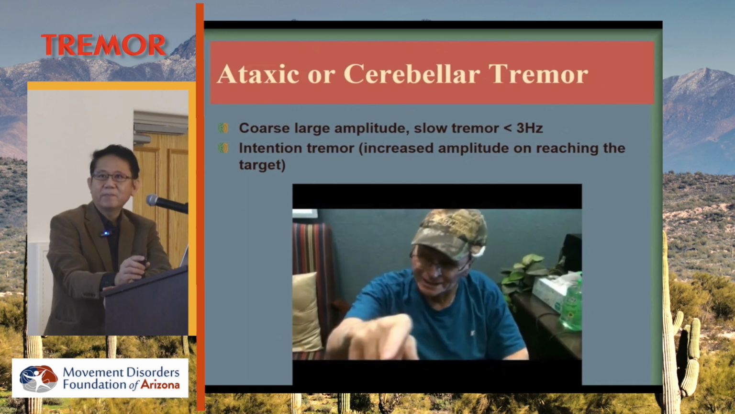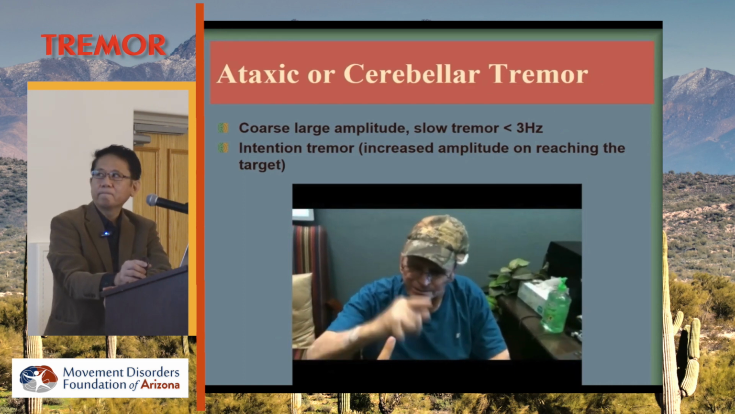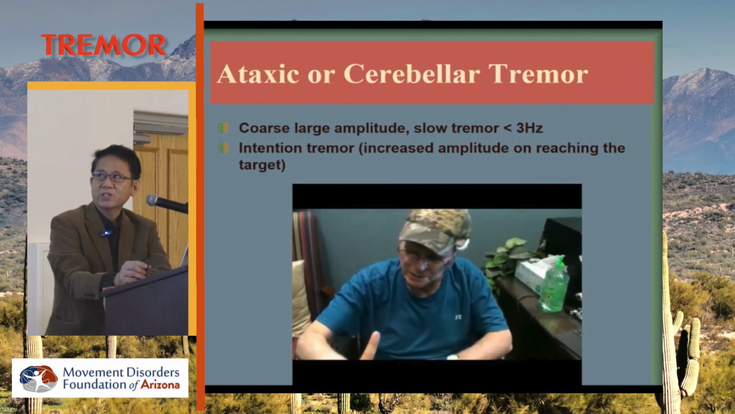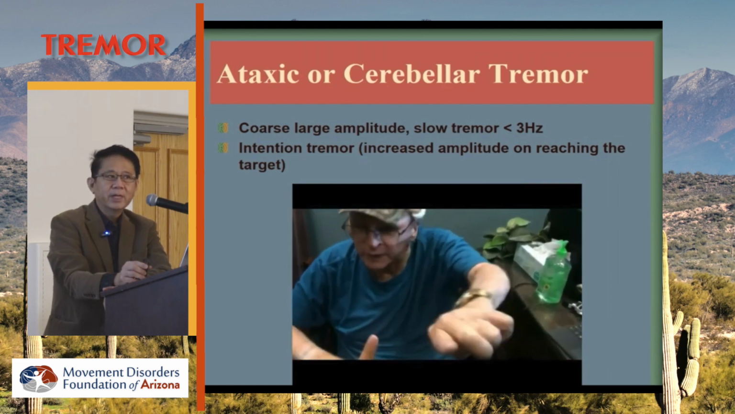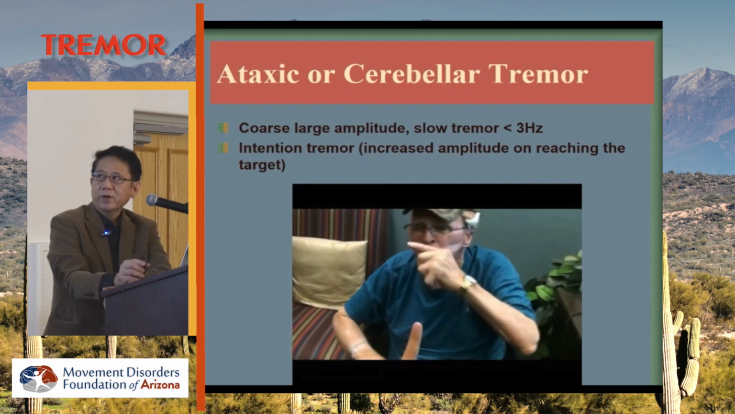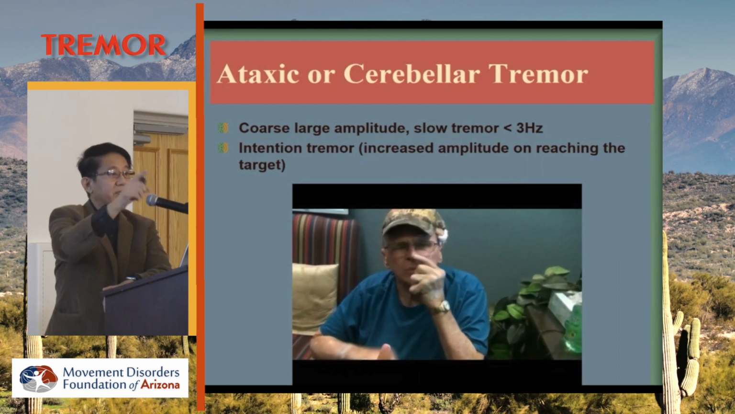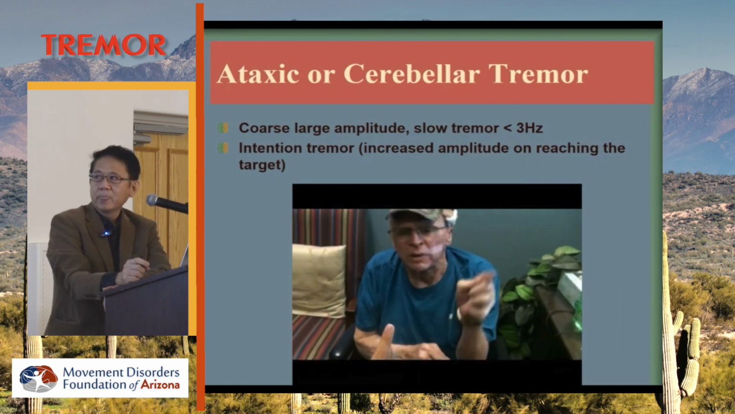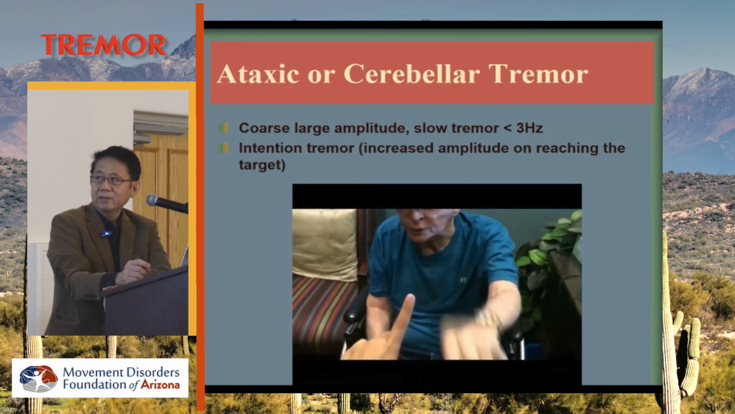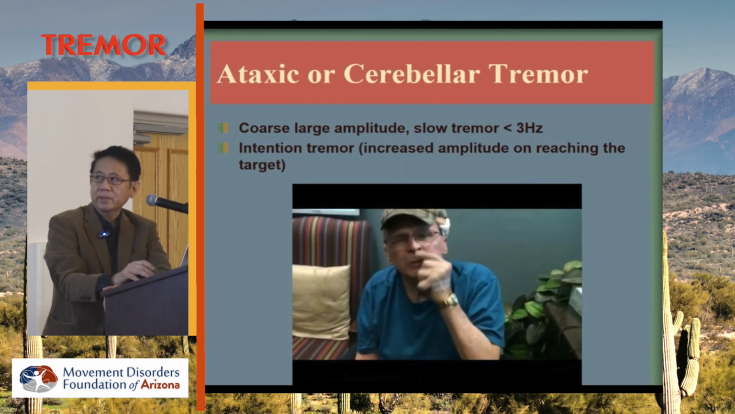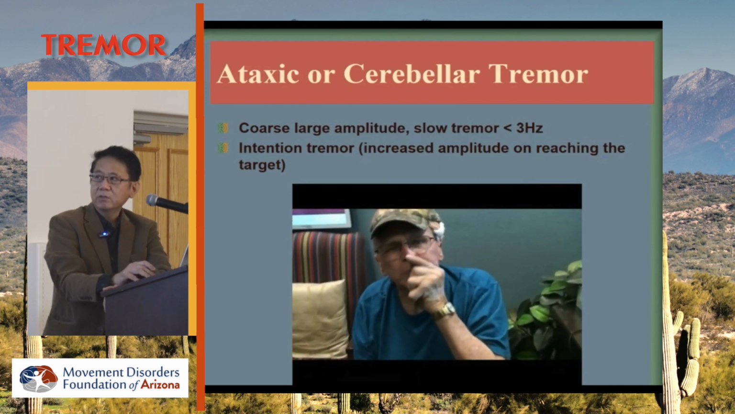And then the tremor that is the most difficult to treat, either through medicines or surgeries, is the ataxic or cerebellar tremor. It's coarse, it's large amplitude, it's slow, it's 3 hertz or less. We also refer to this as intention tremor, meaning as you reach the target, whatever the target action is, which in this case is finger to nose. See, as he reaches out for the target, that tremor amplitude just increases. So this is referred to as ataxic or cerebellar tremor. Highly resistant to most of the medicines we use for control of tremors.